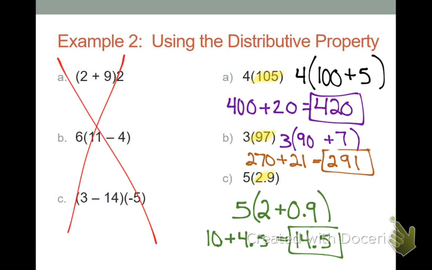What do you mean? When you multiplied, yeah, 5 times 0.9, you get 45, but then you move it to the left one place. You get 14.5.